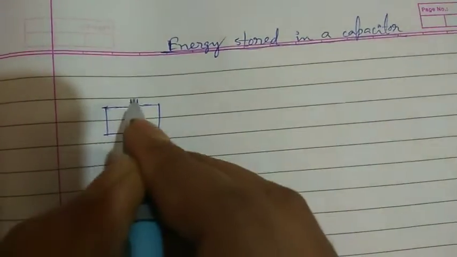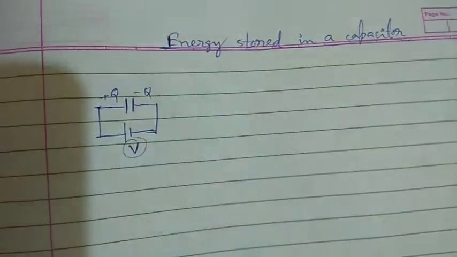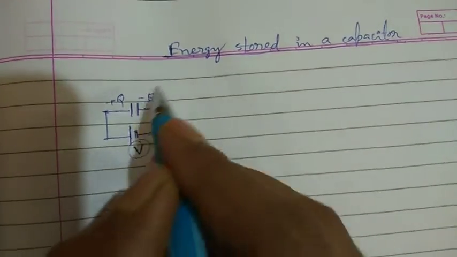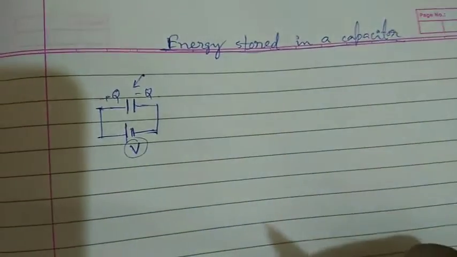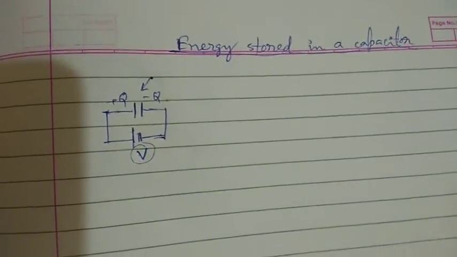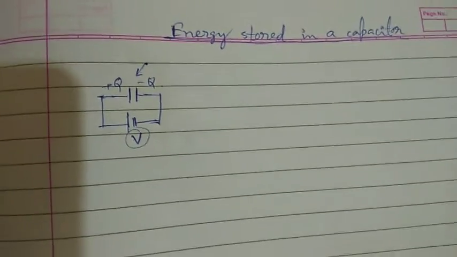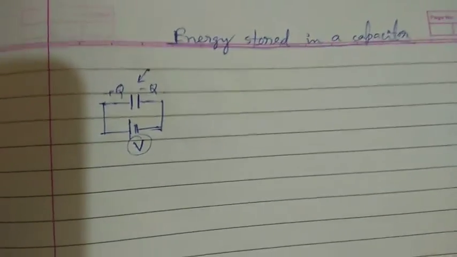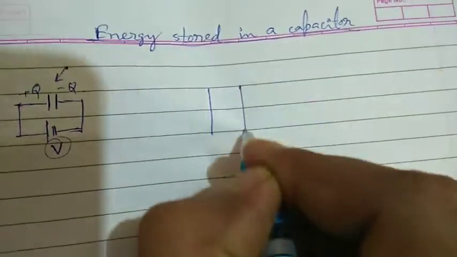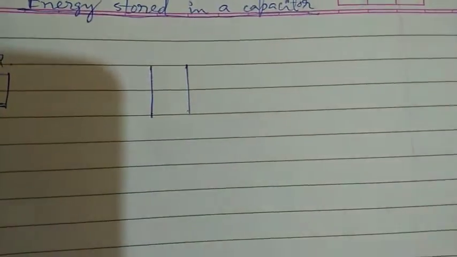So say after it is fully charged, the charge on the capacitor is plus Q and minus Q. As it is charged, some electrical energy is stored in the capacitor. We are going to find the derivation and the expression of the energy stored. For that, simply consider a parallel plate capacitor. Initially the plates have no charge.